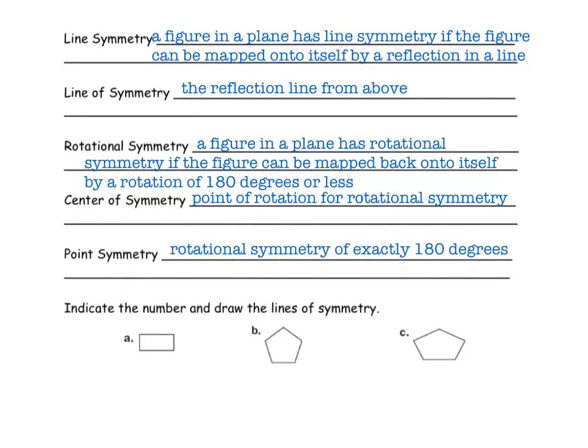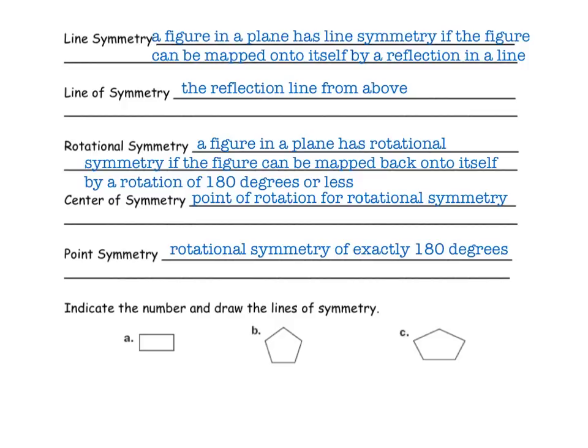All right, so let's talk about the number of lines of symmetry and how we draw them. I'm going to go ahead and let you look at A, B, and C here, and I want you to pause the video and draw the lines of symmetry and write down how many there are, and then we'll come back and we'll talk about it. A is a rectangle, B is a regular pentagon, and C is an irregular pentagon. So go ahead and do that and pause the video now.